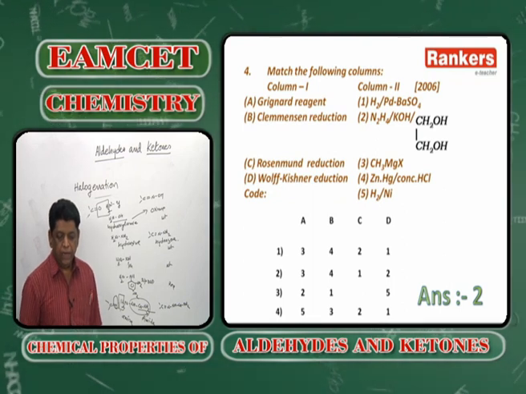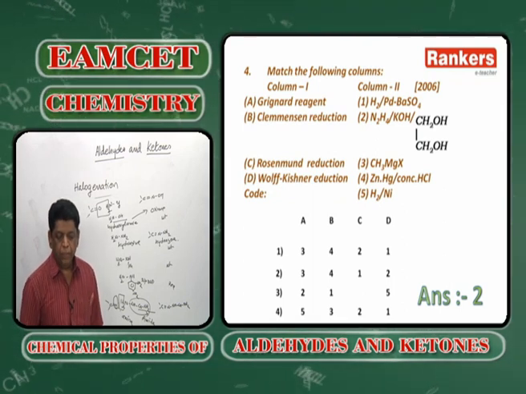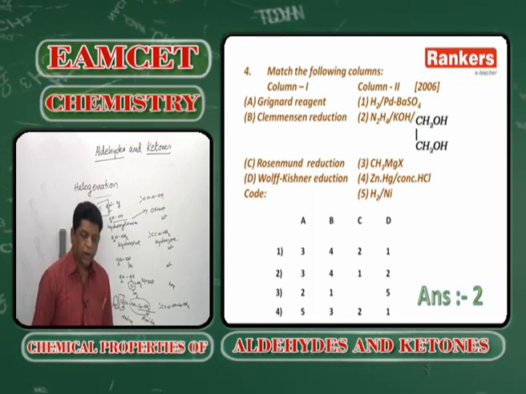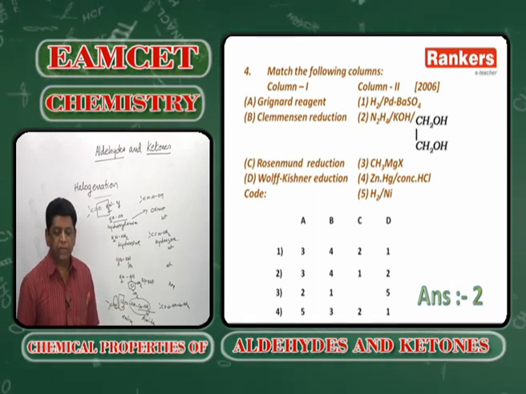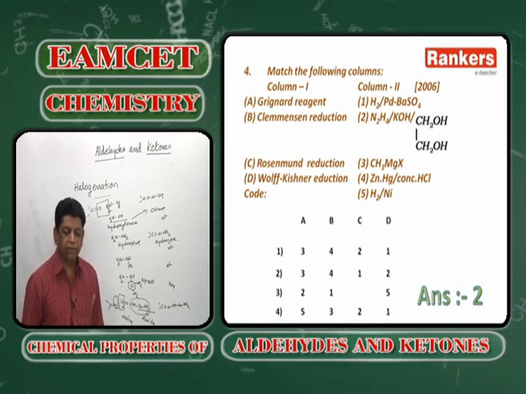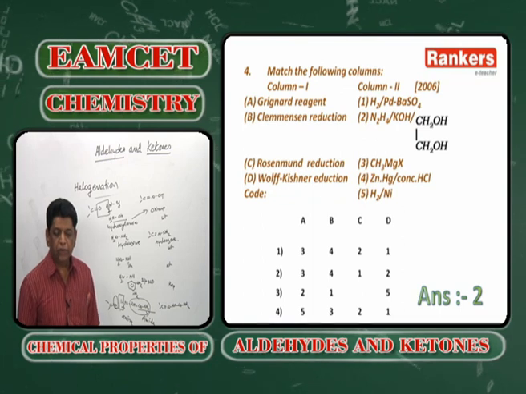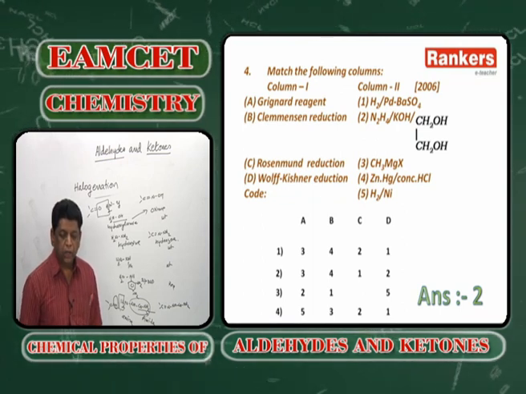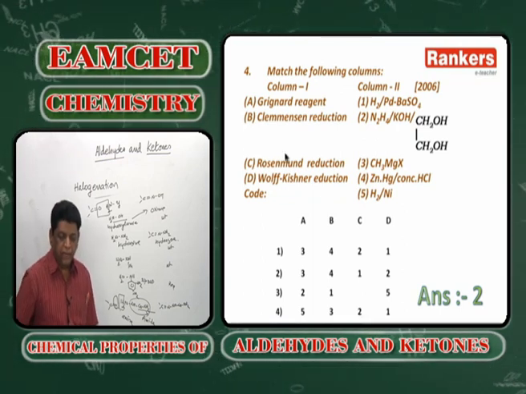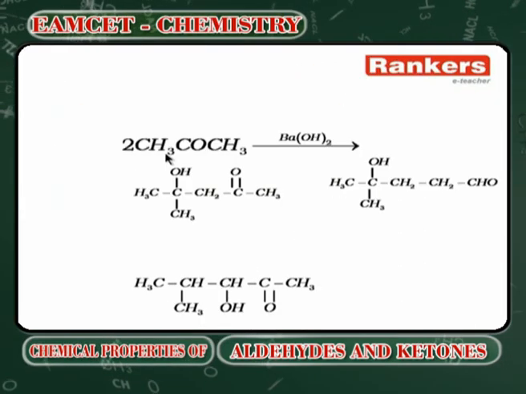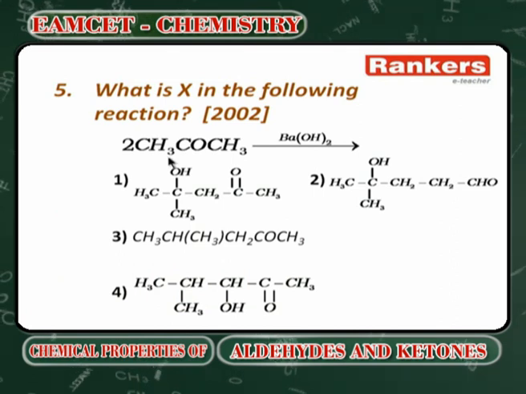The Rosenmund reduction uses hydrogen, palladium, barium sulfate. In the Rosenmund reduction, acid chlorides are reduced to aldehydes with Lindlar's catalyst, that is the first. C, Rosenmund reduction, goes for column 2, answer 1. So C goes to 1, and option 2 will be the right answer, right? So automatically the fourth one will be identified.